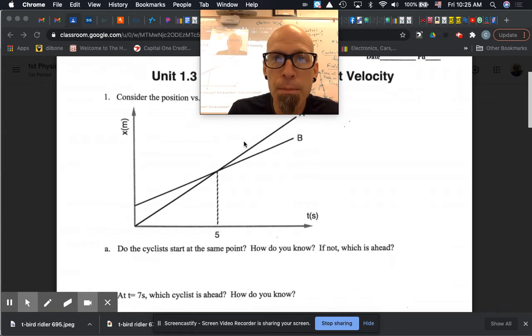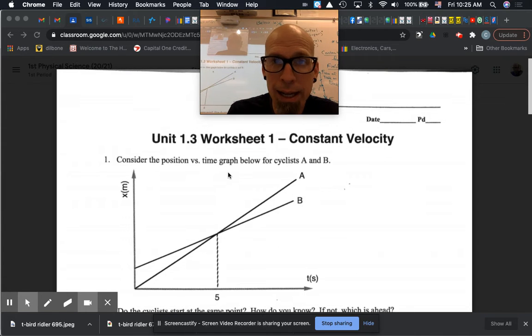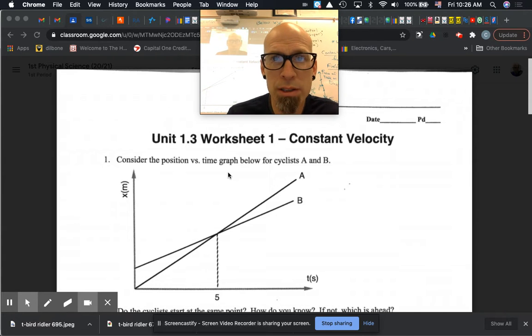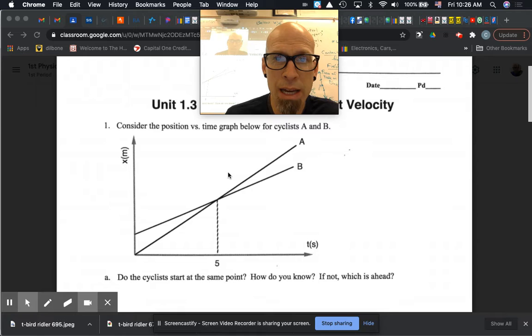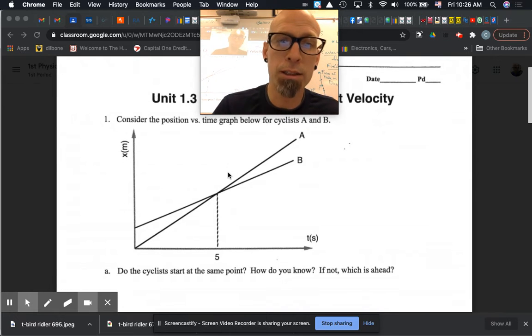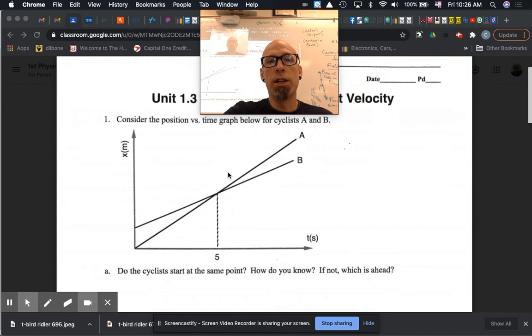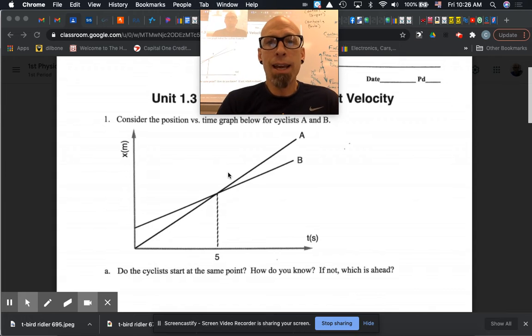So this right here, again, two cyclists, cyclist A and cyclist B, that have a graph that represents their motion looks like this. And we're supposed to interpret what this means. So, first question, do the cyclists start at the same point, meaning same position? And then how do you know, if not, which one's ahead?